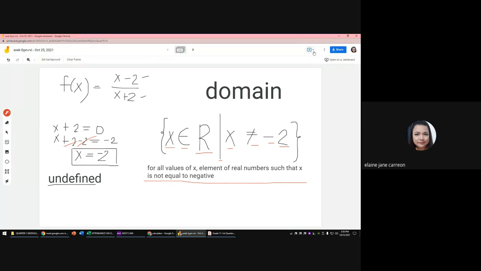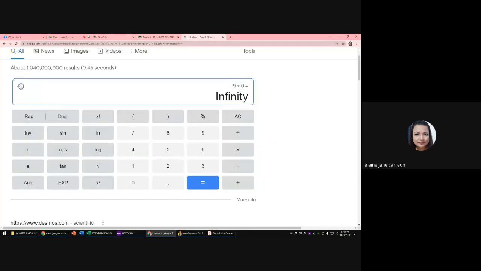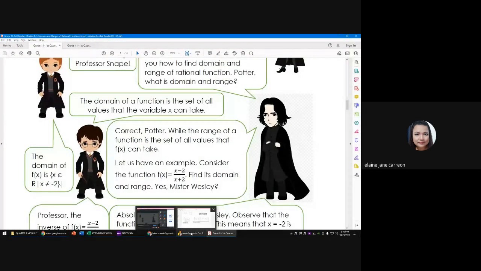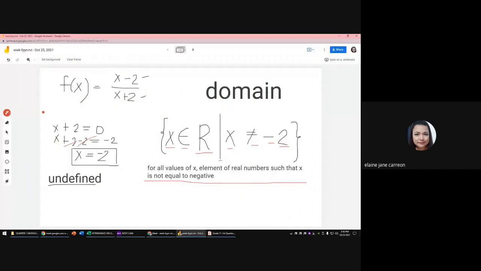Don't worry, I'll be sending this in a PDF format para makita nyo kung ano yung mga na-solve natin ngayong araw na to, so that you can have it kahit na kayo na lang dyan sa bahay. Okay, did you get it? Eto, yung nakasulat. Ganito siya babasahin. Yes po, ma'am. Thank you po.